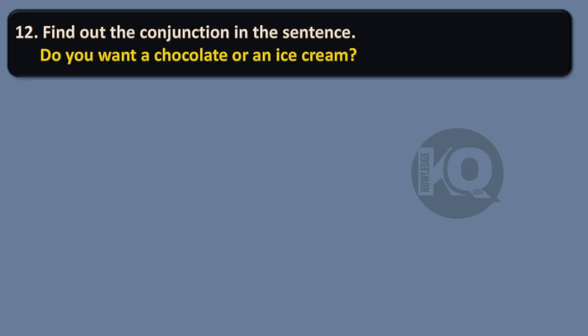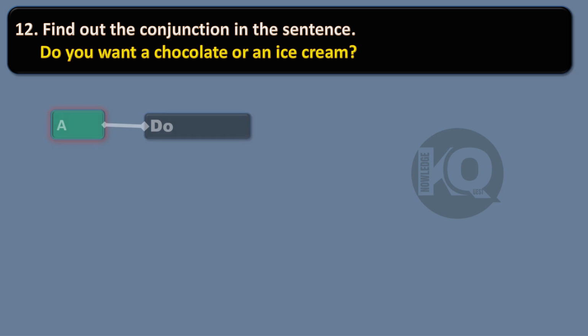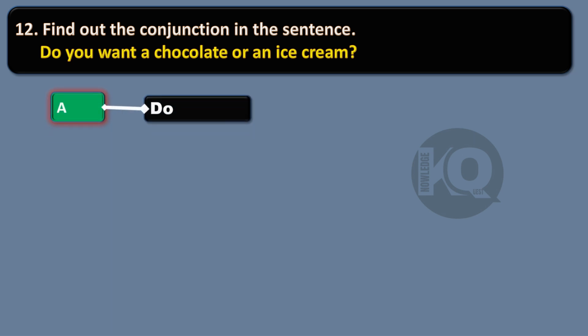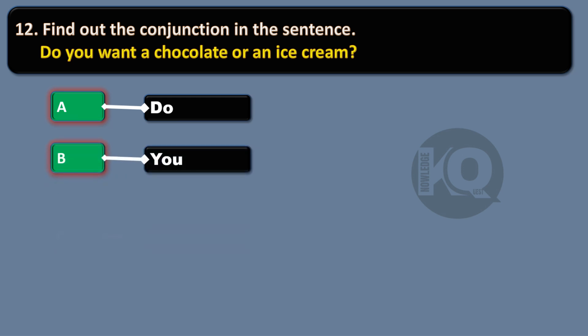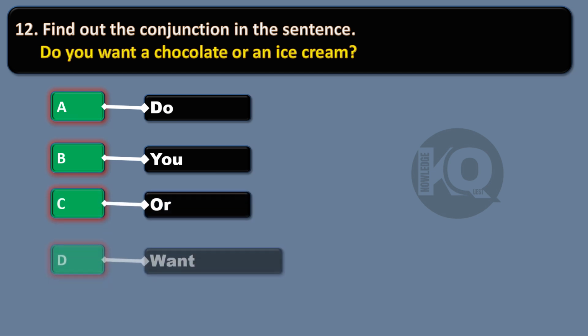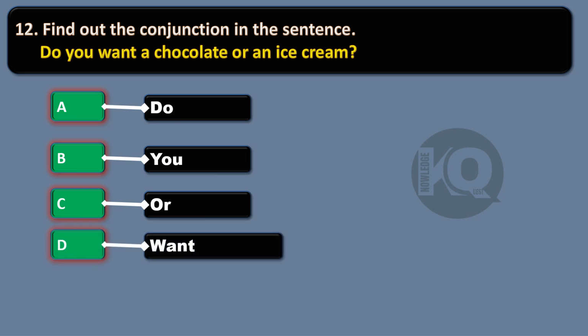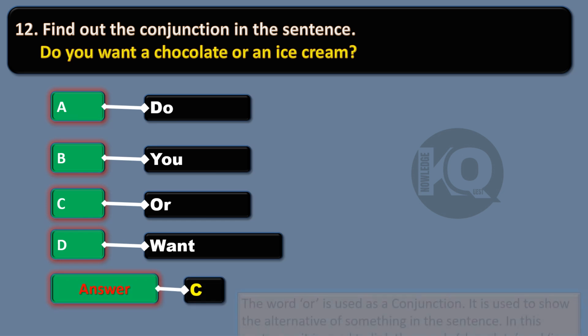Number 12. Find out the conjunction in the sentence. Do you want a chocolate or an ice cream? A. Do. B. You. C. Or. D. Want. So the answer for this question is C, which is or as a conjunction.